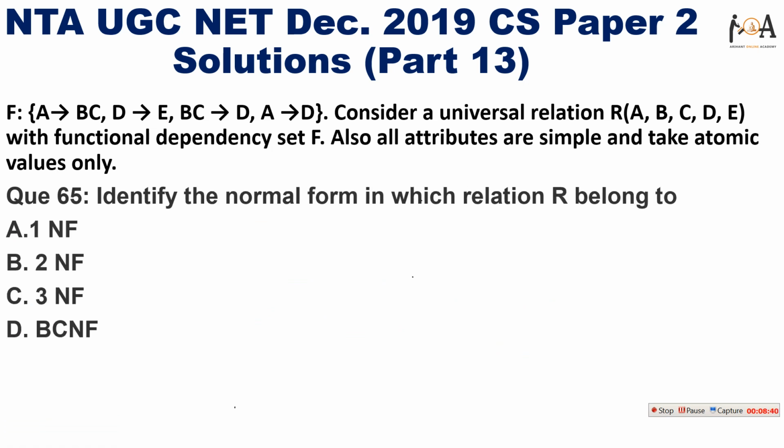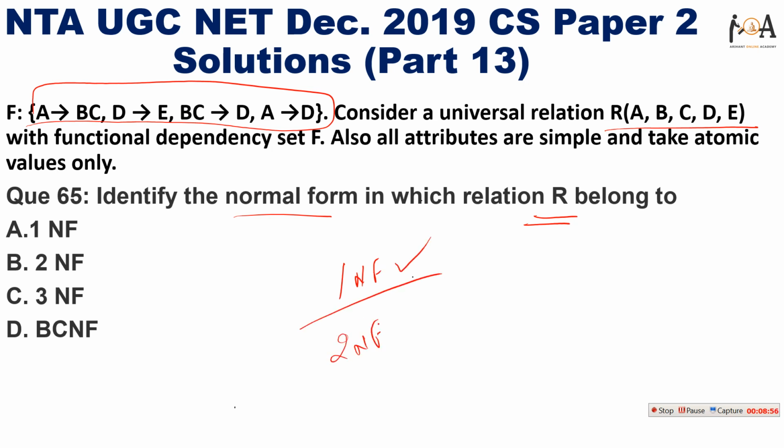And the next one is: identify the normal form in which relation R belongs. So this relation R belongs to which normal form? Basically you can directly say that it is 1NF because it is following all the properties of RDBMS. Now we need to go for 2NF. So is there any partial dependency?